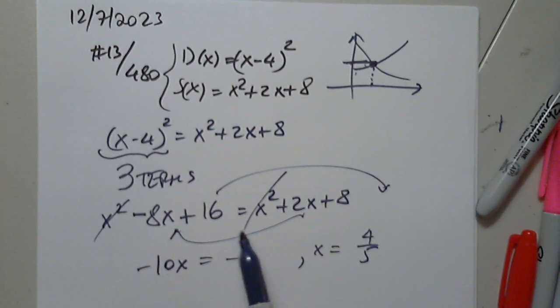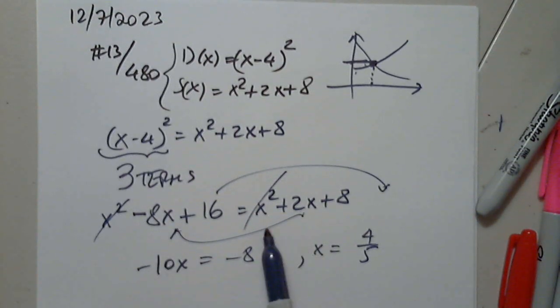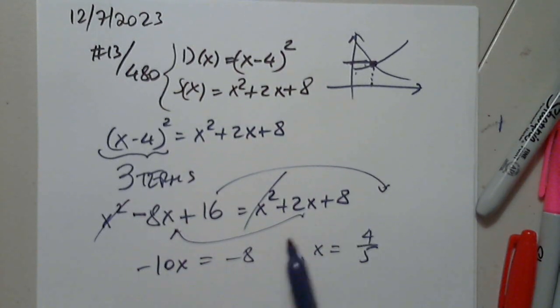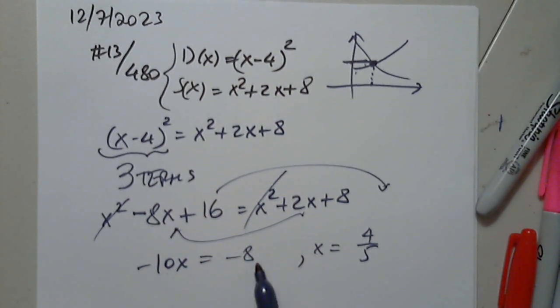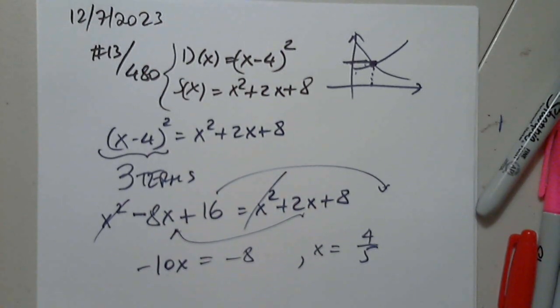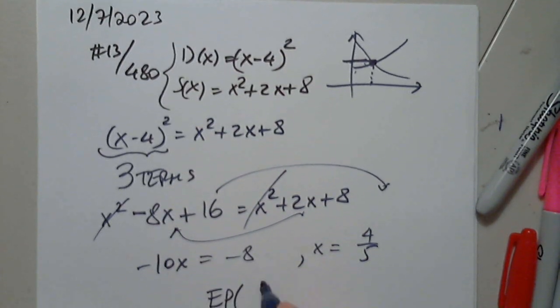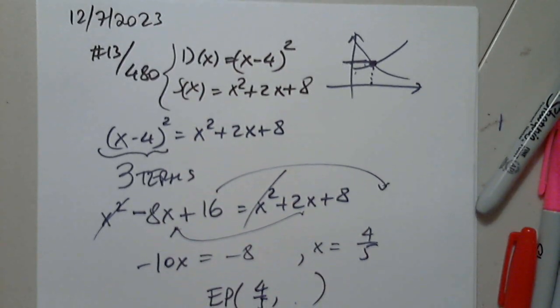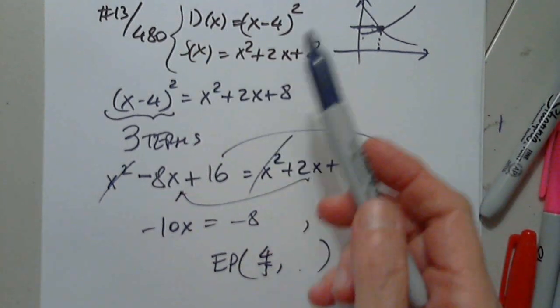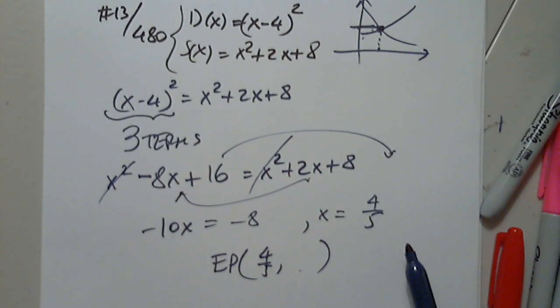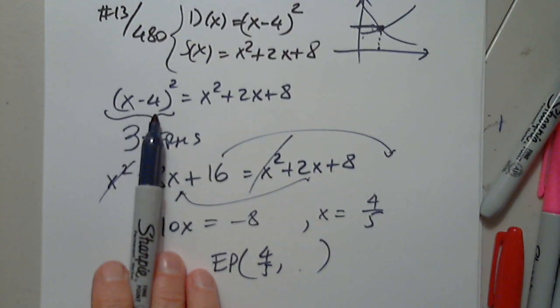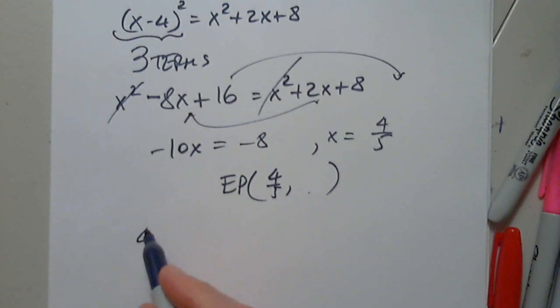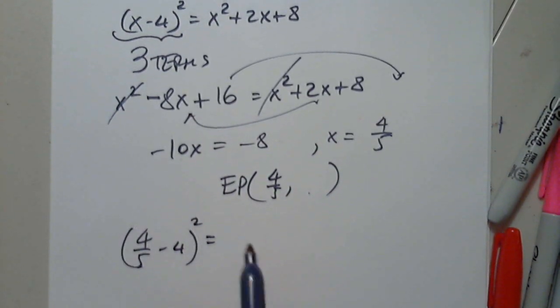So we subtract x squared. Negative 8x minus 2x is negative 10x. And 8 minus 16 is negative 8. So then 8 divided by 10, I simplify by 2, and I get 4/5. So the equilibrium point has x equal to 4/5. Now I have to determine the y value. It doesn't matter where I plug it in. I can go back and check, and it has to be the same number. So 4/5 minus 4, squared.